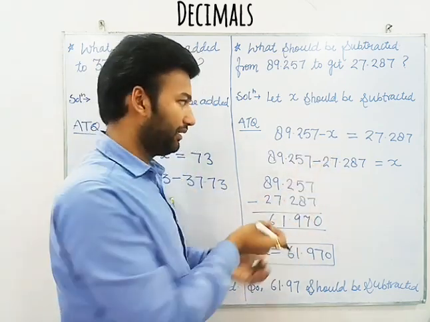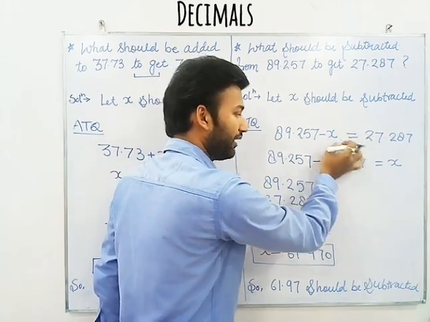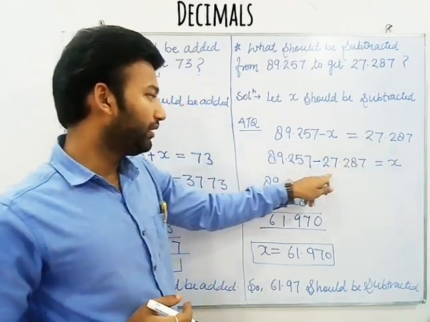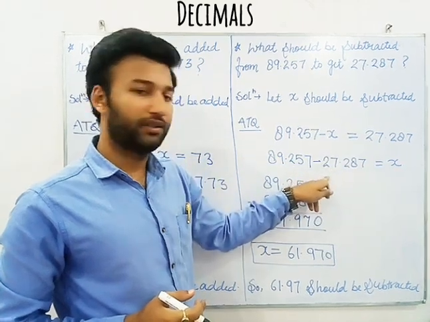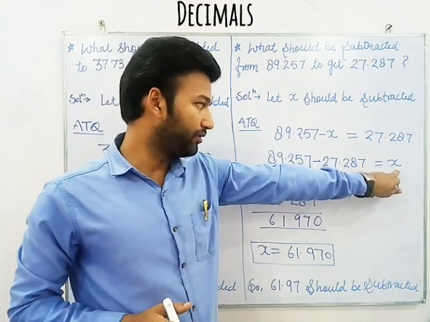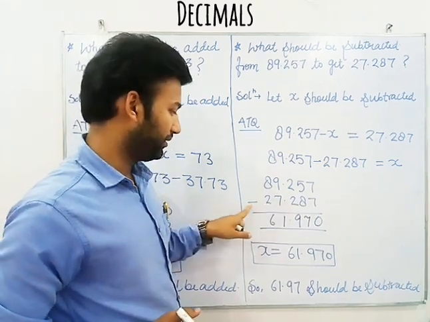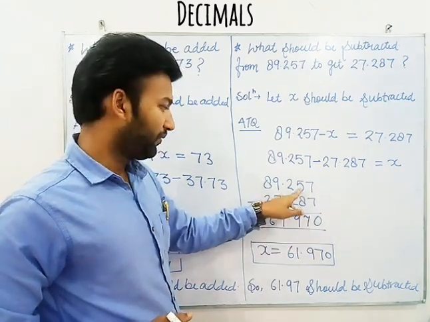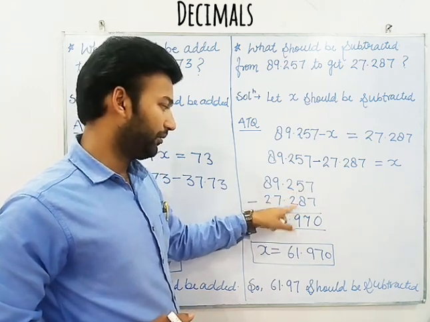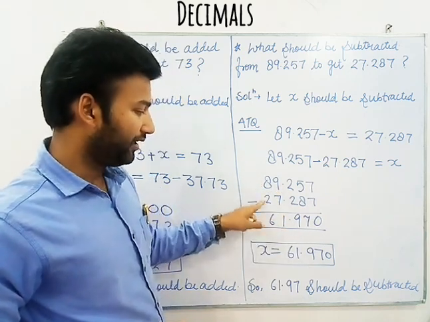Okay, now find the value of x. And here it is easy to solve. First we will transpose this x because this is negative x. So when it moves to the right side of equal, it will be positive, and 27.287 will be negative. Why? Because this is positive. We will write numbers on one side and variables on the other side. Now subtract 89.257 and 27.287. 7 minus 7, 0, 5 minus 8, so 15 minus 8, 7, here 1, so 11 minus 2, 9, here 8, 8 minus 7, 1, and here 8, 8 minus 2, 6.